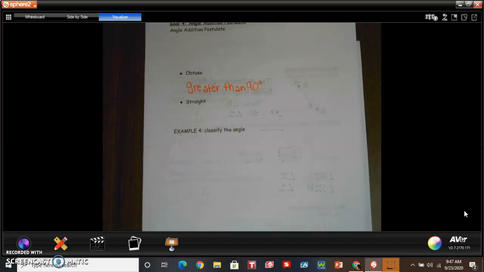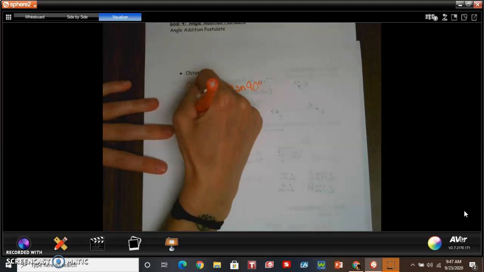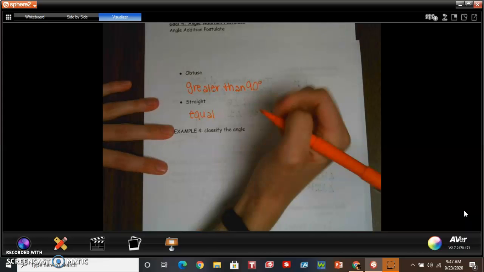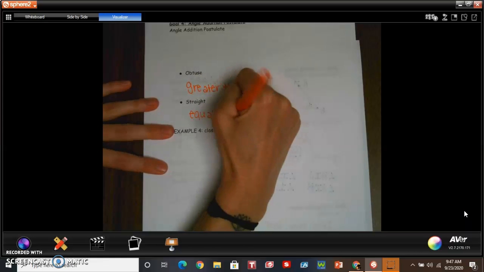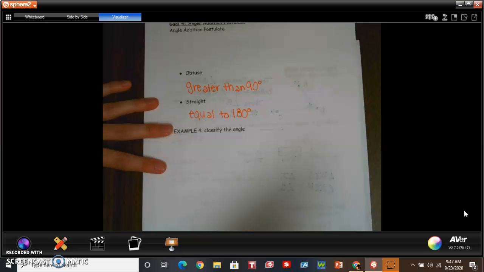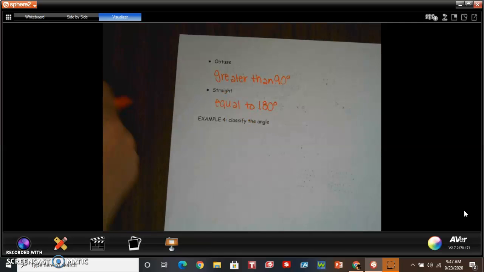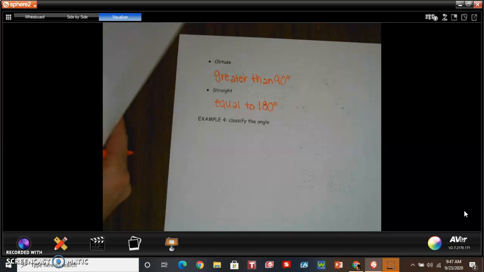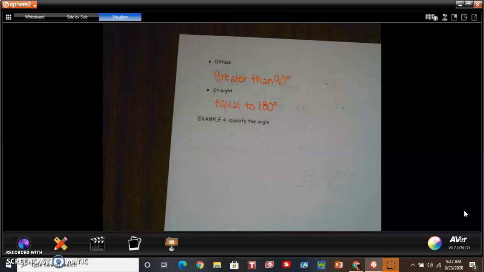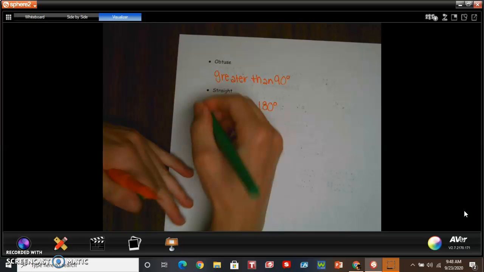So if it is 91 to 179, that is obtuse. And straight is whenever it is equal to 180 degrees. All right. So, classifying angles, I'm just going to write a few different angle measures on here, and we're going to classify them.